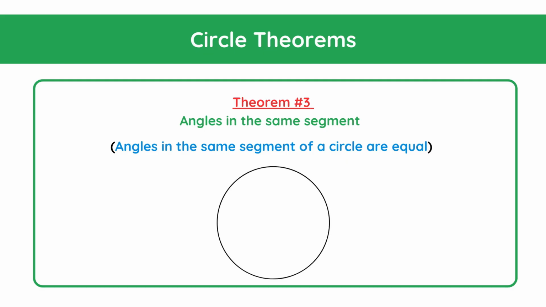What that means is, if you take a chord, that's any line joining 2 points on the circle, and from each end of that chord, you draw lines to 2 different points on the circumference on the same side, the 2 angles you make at those 2 points will be equal. It doesn't matter where on the arc those 2 points are. As long as they're both on the same side of the chord, the angles are equal.